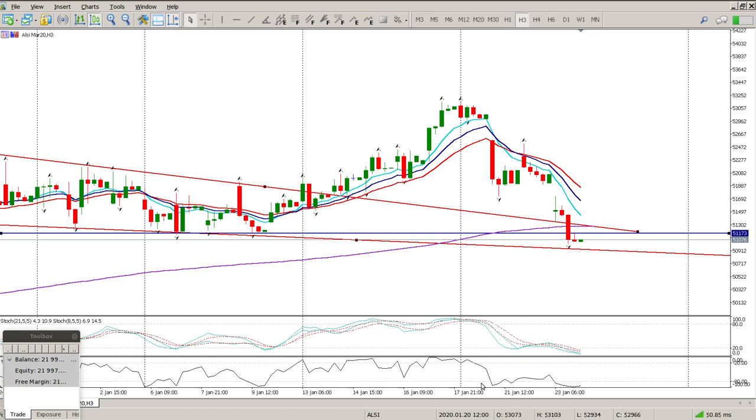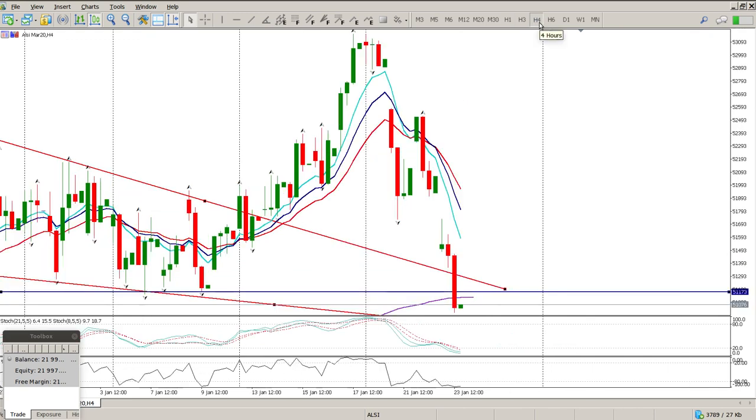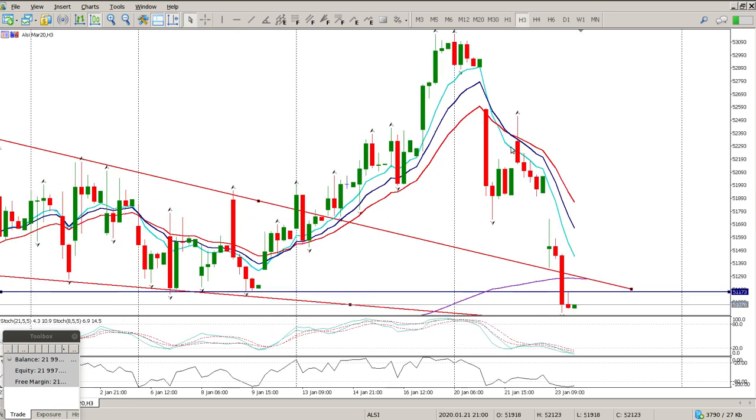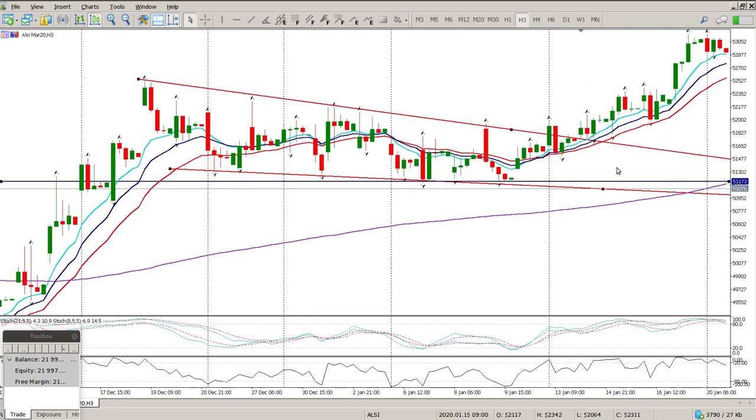Stochastics are grouping, oscillators are grouping at the moment. We're breaking structure, which is a concern. This is a 3-hour break, probably a 4-hour break below structure as well. Yes, it is. And we're on the 4-hour 200 EMA at the same time. But everything is leaning towards look for a level. A level is coming. You need to look for a level. The buyers are going to start looking for a level.